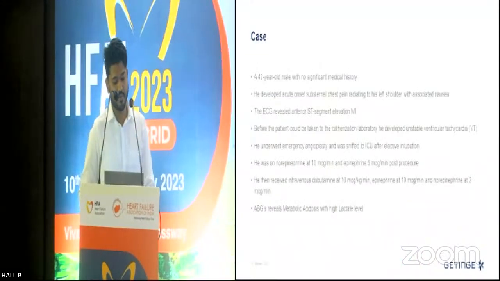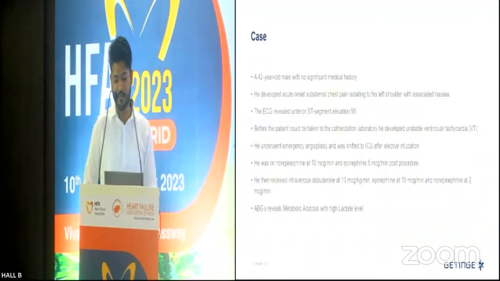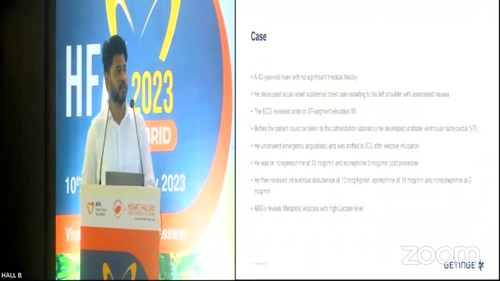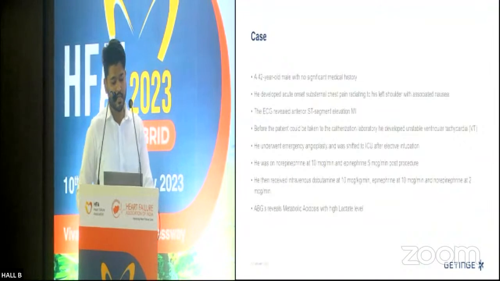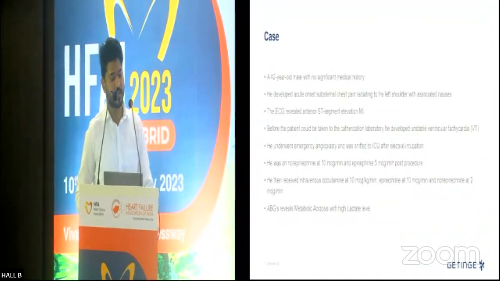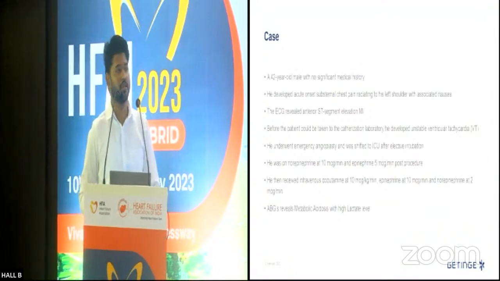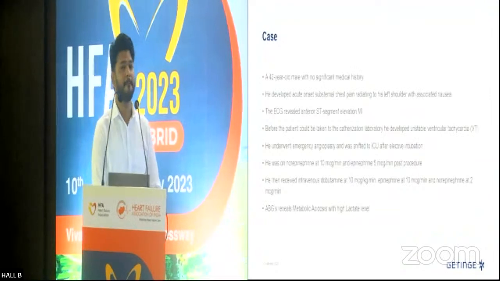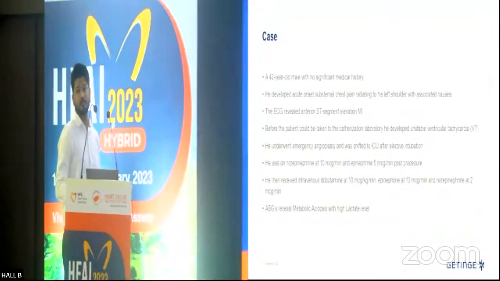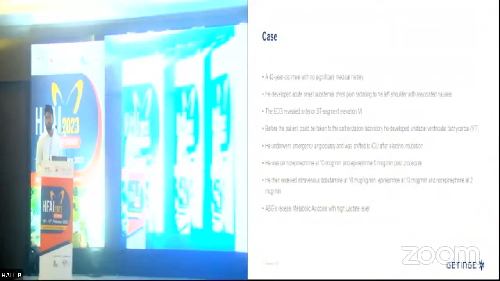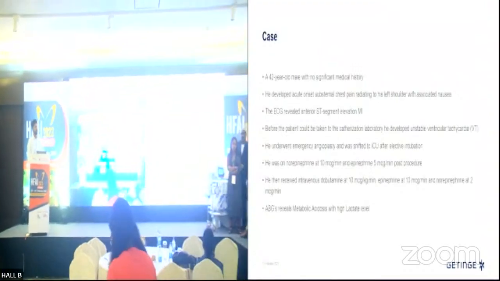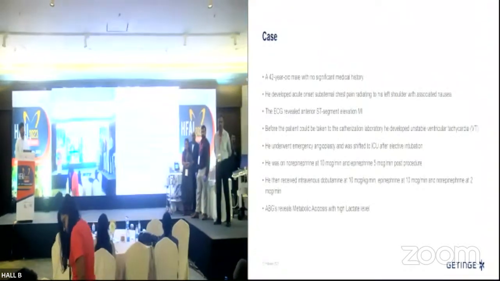He was on norepinephrine at 10 mcg per minute and epinephrine at 5 mcg, and the dosage was further increased. His ABG revealed high metabolic acidosis with a very high lactate level. So what would you think about this patient? What would you consider next? How will you proceed further? Just relax, like what you are doing now.